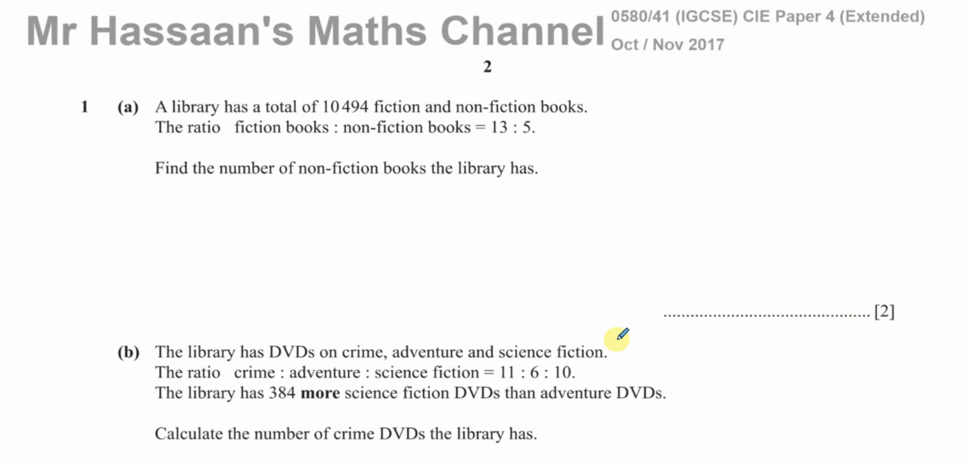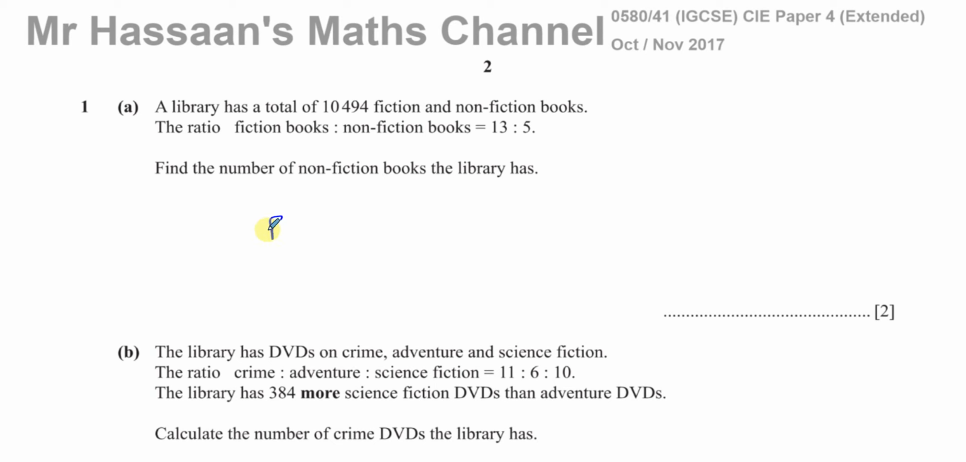This is November 2017 from the IGCSE Cambridge paper 4, variant 1. And this question is question number 1. It's part A and B, which are all about ratios. Question 1A says a library has a total of 10,494 fiction and non-fiction books. The ratio of fiction books to non-fiction books is 13:5. Find the number of non-fiction books the library has.